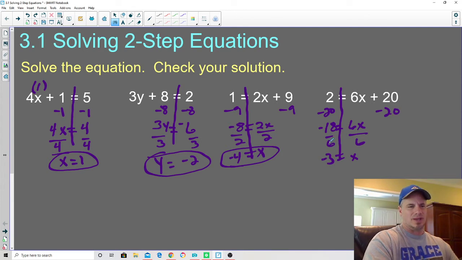X equals negative 3. And again, it's better to write it with the x on the left-hand side. For you today, not a big deal. We'll just leave it like that.